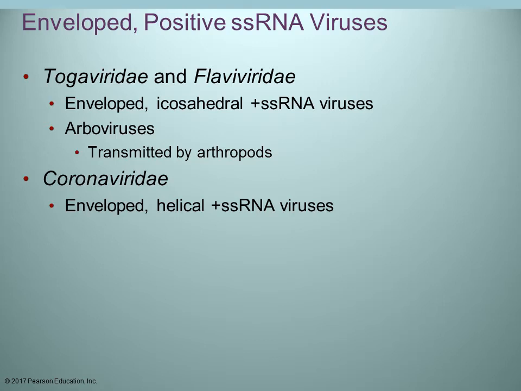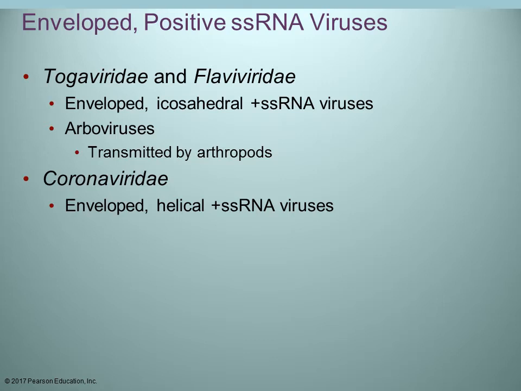Now, if you're looking at some of the enveloped single-stranded positive RNA viruses, Togaviridae and Flaviviridae are both enveloped single-stranded positive viruses. There's an arbovirus family that also is with this group that's transmitted by arthropods. And then the coronaviruses. These are enveloped, but they're helical in their shape. So remember how we classify them, whether they're enveloped or not, and then by their shape of the capsid.